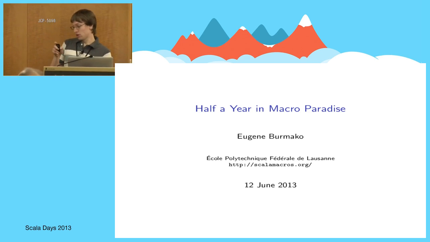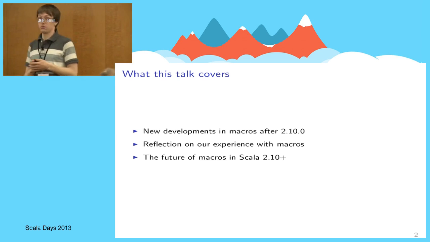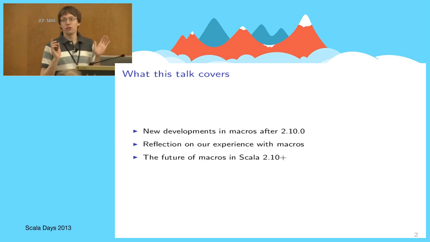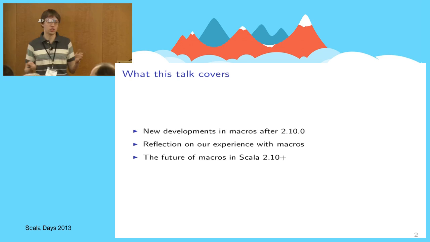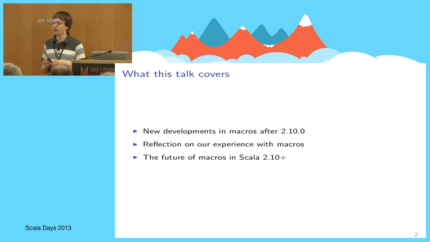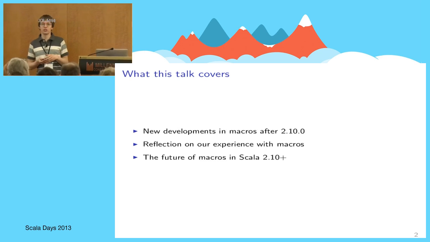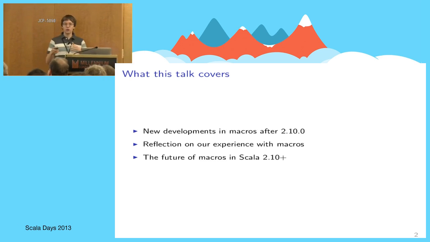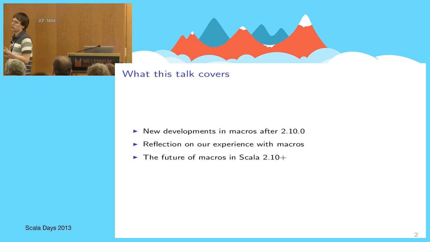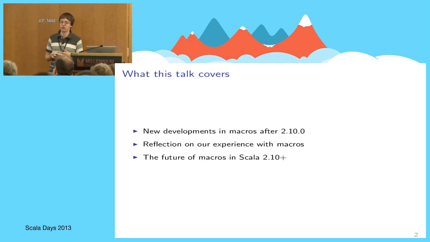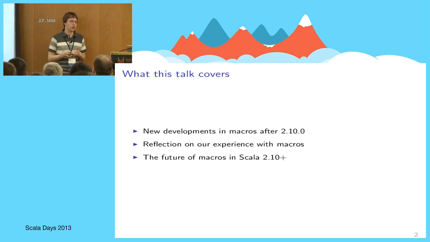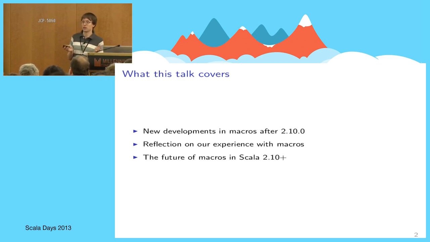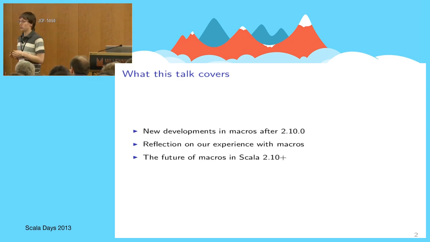So, what are we going to be talking about today? Well, first of all, we will cover the new cool stuff that has been developed in Macroland during this half a year after the release of Scala 2.10, the first official release that includes macros. Then we will reflect on our experience and see what macros are good for, what they are bad for, and what this entails for their future. And finally, I will present our roadmap, the concrete list of features that we plan to implement in Scala 2.10, 11, maybe 12. Well, we'll see.